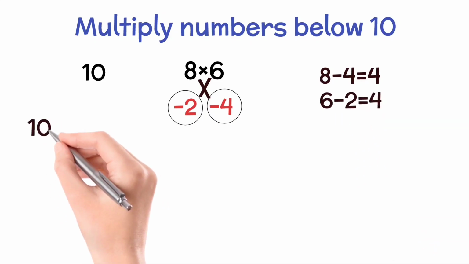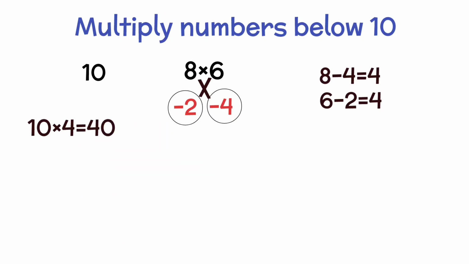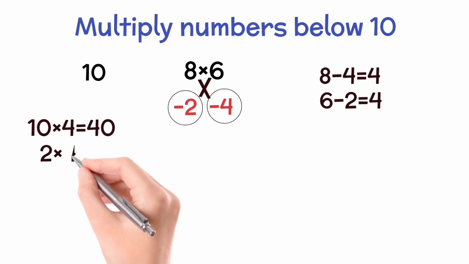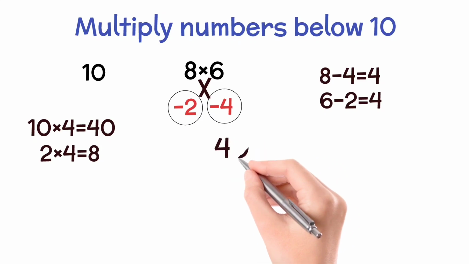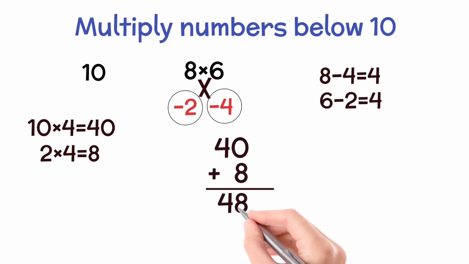By multiplying 4 with the reference number we get 40. By multiplying 2 into 4 we get 8. By adding 40 and 8 we get 48. That is the final answer.